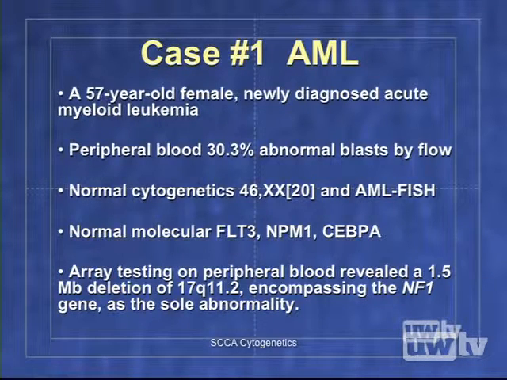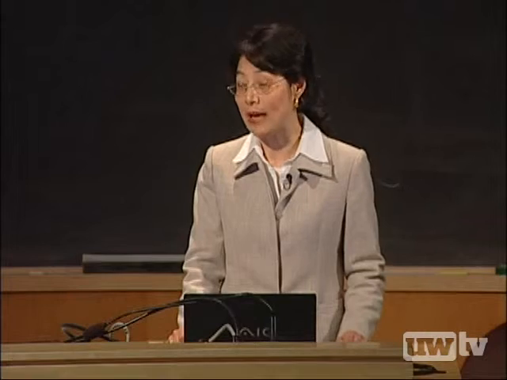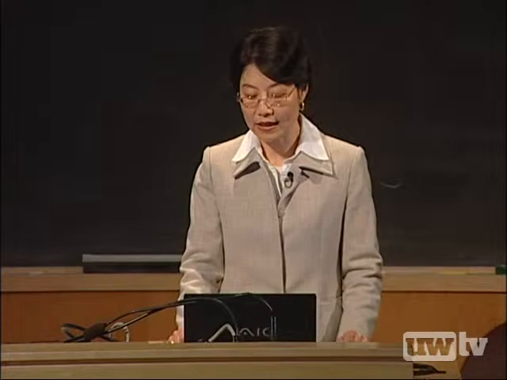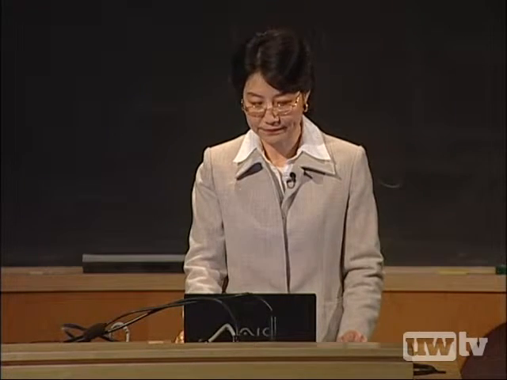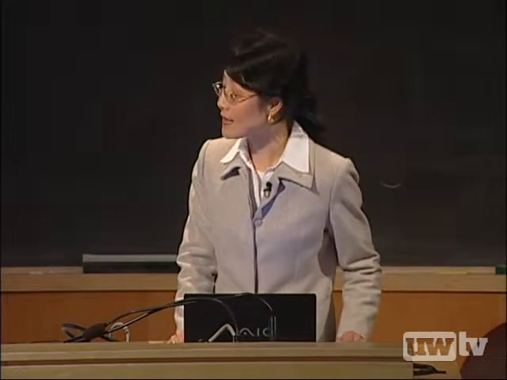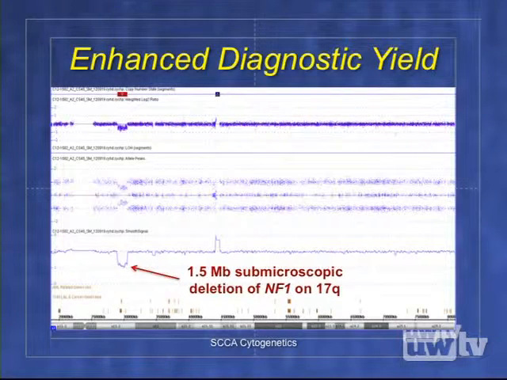So we performed array testing on the blood of this specimen, and lo and behold, we found a 1.5 megabase deletion of the proximal long arm of chromosome 17, and it is the only abnormality. It actually encompasses the NF1 gene. And here's the array testing result depicted on this slide.